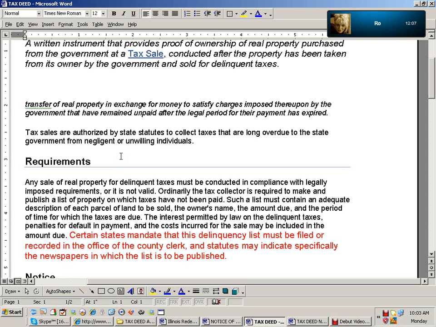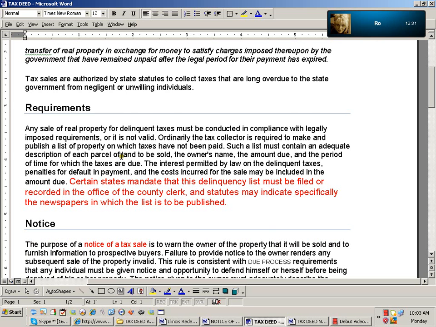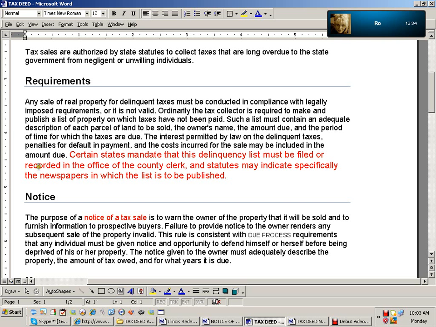The interest permitted by law for delinquent taxes, penalties for default in payment, and costs incurred for the sale, such as publishing fees, may be included in the amount due. Certain states mandate that this delinquency list must be filed or recorded in the office of the county clerk, lowercase county clerk. And statutes may indicate specific newspapers in which the list must be published. And just real quick, notice the purpose of the notice of tax sale is really for due process.